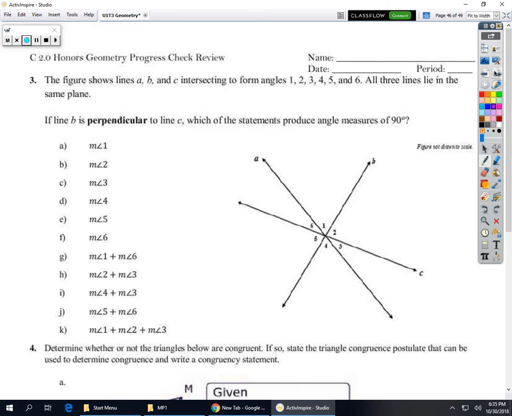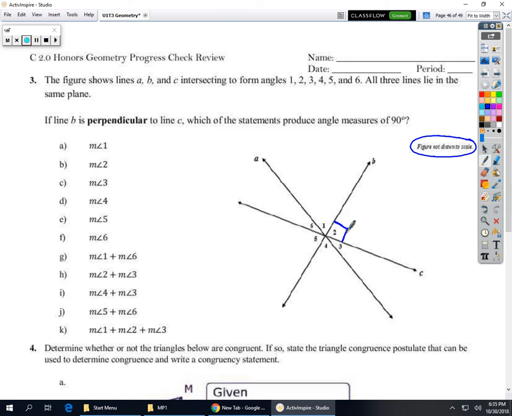All right, 3. The figure shows lines A, B, C intersecting to form a bunch of angles, and they all lie in the same plane. If B is perpendicular to C, well, that's B, that's C. We know they're perpendicular, even though they don't look it, because the figure's not drawn to scale. The figure is not drawn well at all, because this definitely does not look right to any of us. But we have to assume that's a right angle.